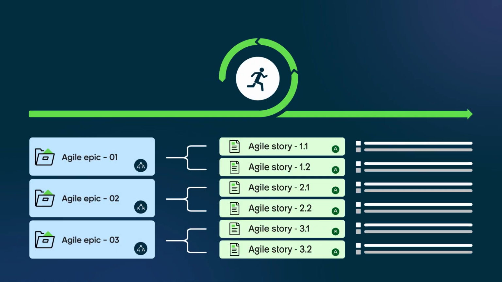Tasks are the smallest unit of work that must be executed to complete a story. Some examples of Scrum tasks include analysis, testing, and coding. Let's see what this looks like in the application.